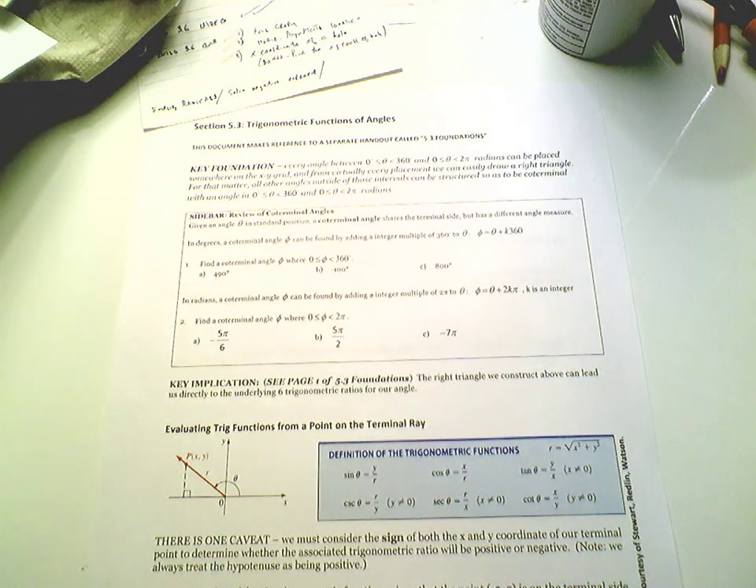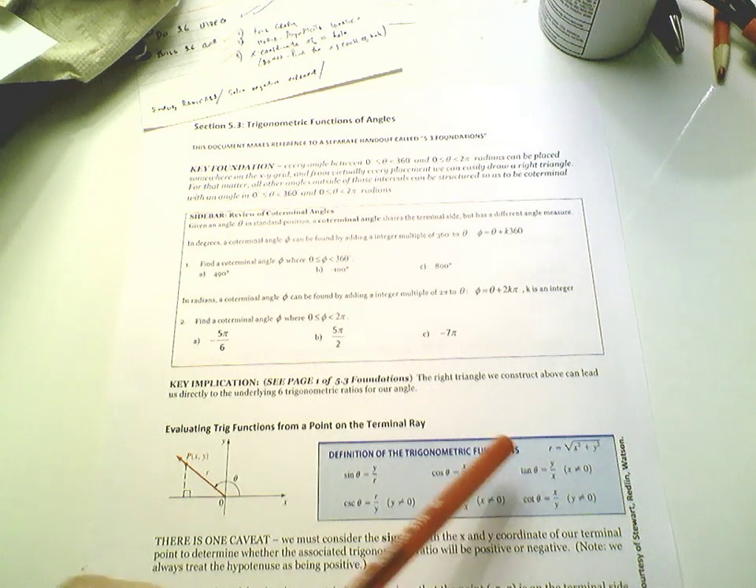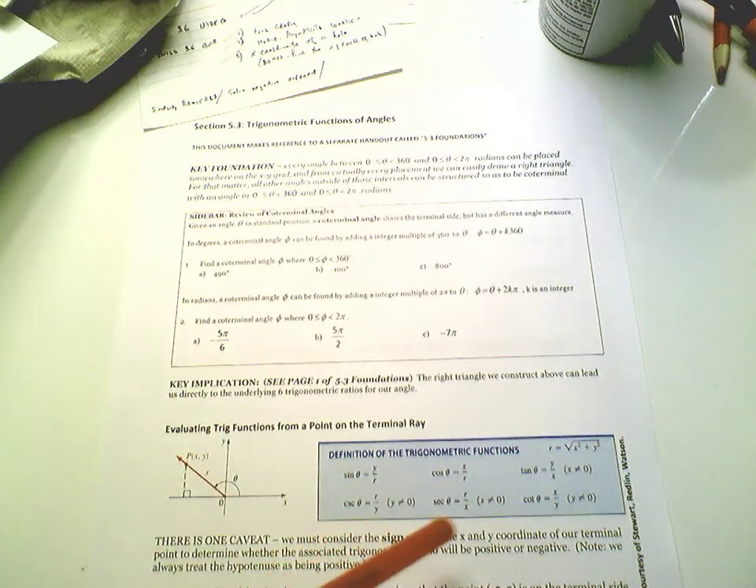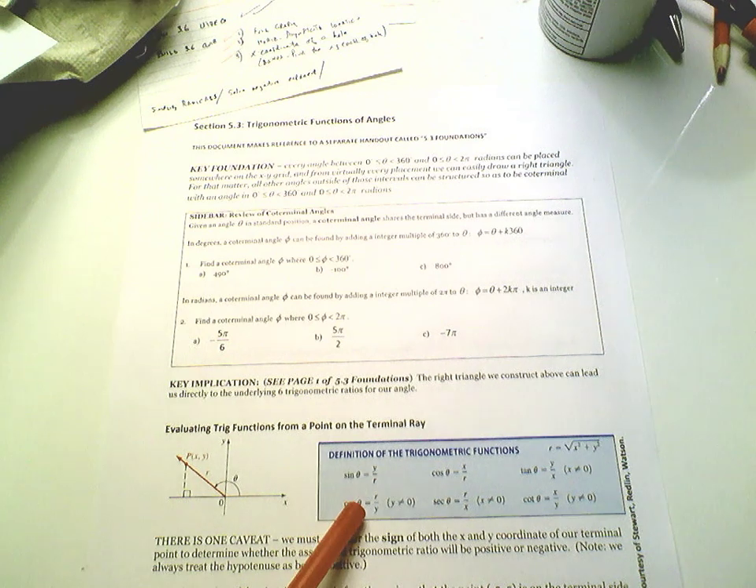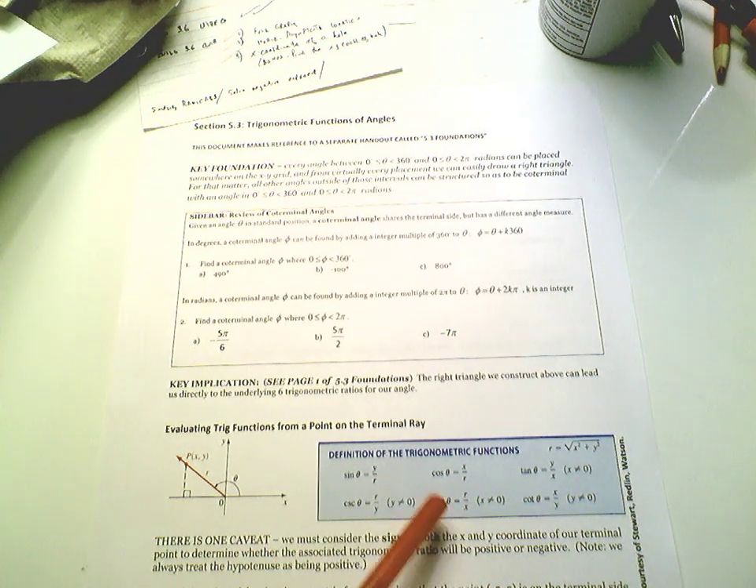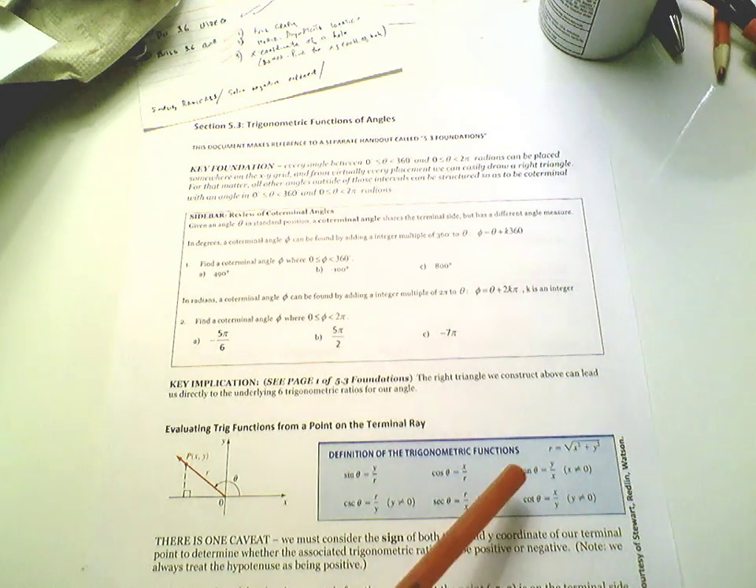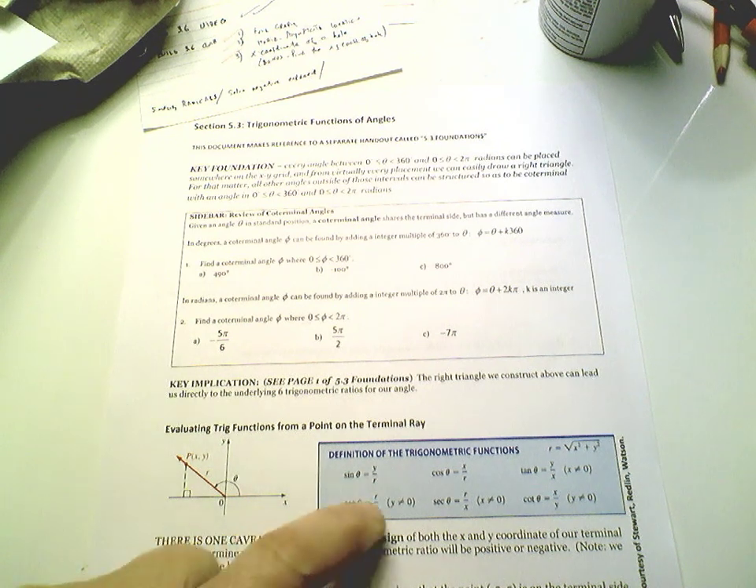Sine, y over r. Cosine, x over r. Tangent, y over x. The three reciprocals. Cosecant, reciprocal of sine. Secant, reciprocal of cosine. Cotangent, reciprocal of tangent. And look how the fractions have flipped in those pieces.